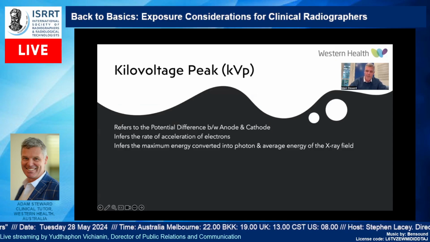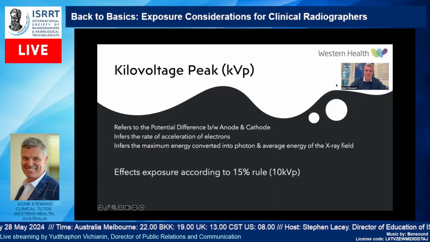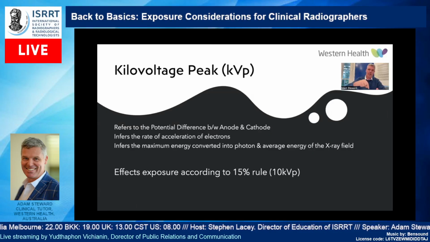And what we know is that when you increase the KVP, you're going to actually increase the average energy. So you're going to increase the penetrability of the beam, so more photons are likely to get through. Therefore, it will have an effect on the detector exposure, on the signal, because more are getting through. So you've got a greater exposure to the detector, okay?